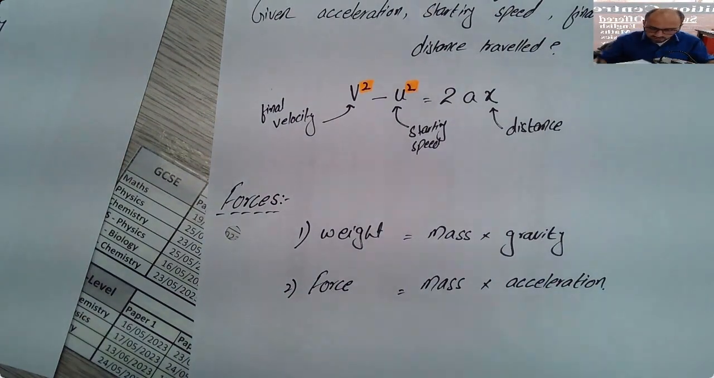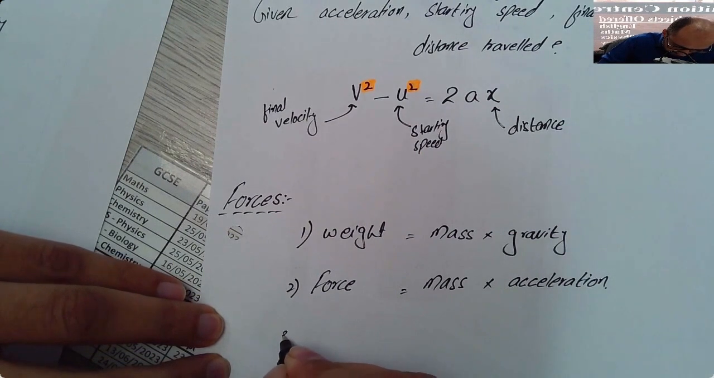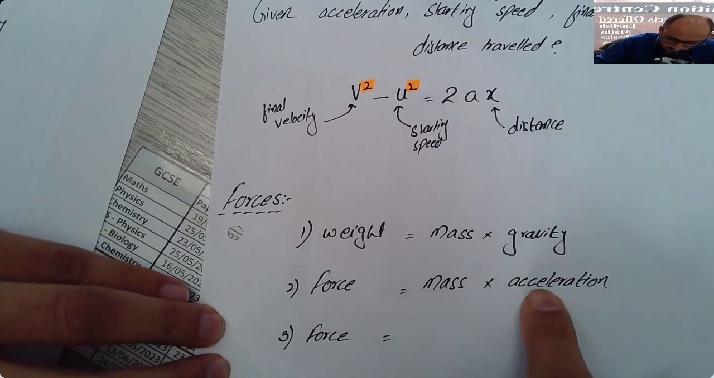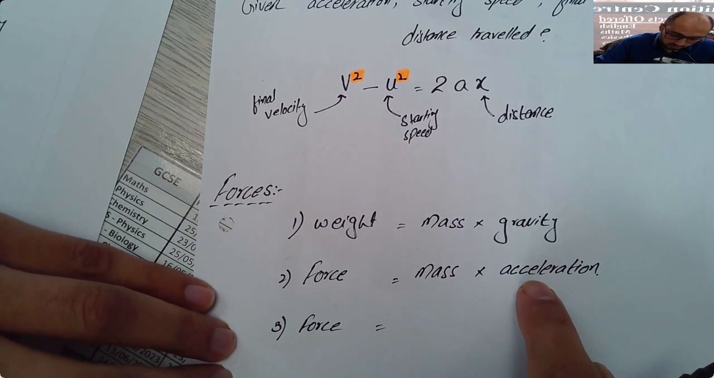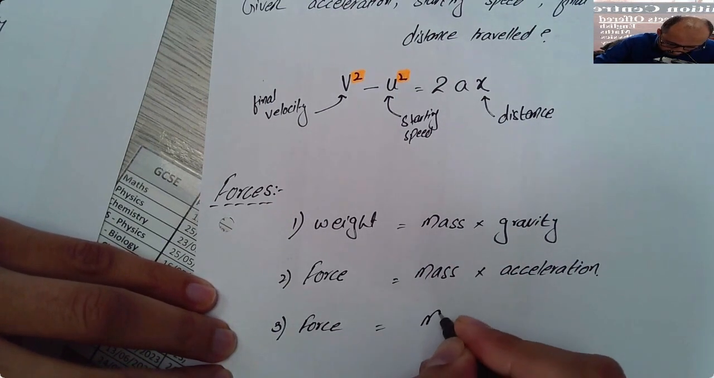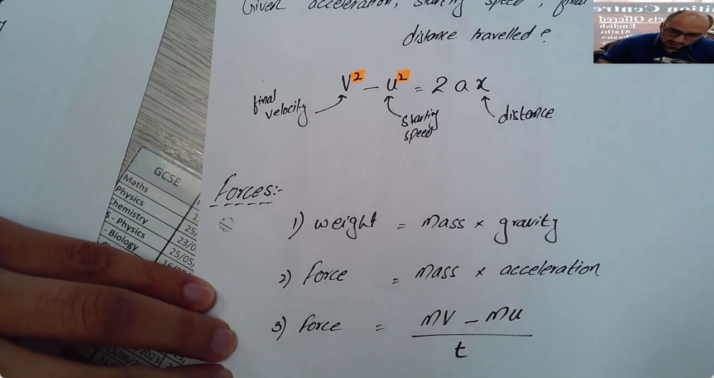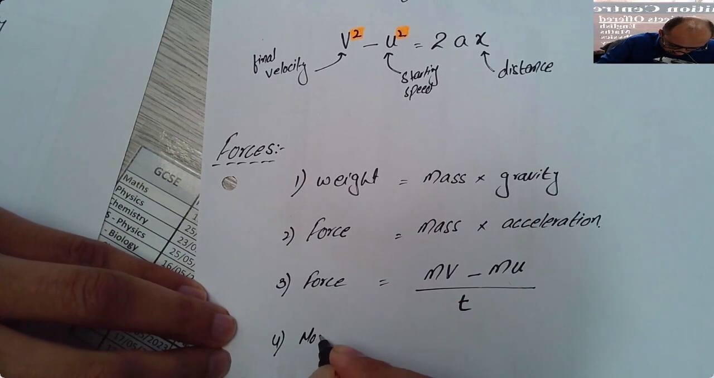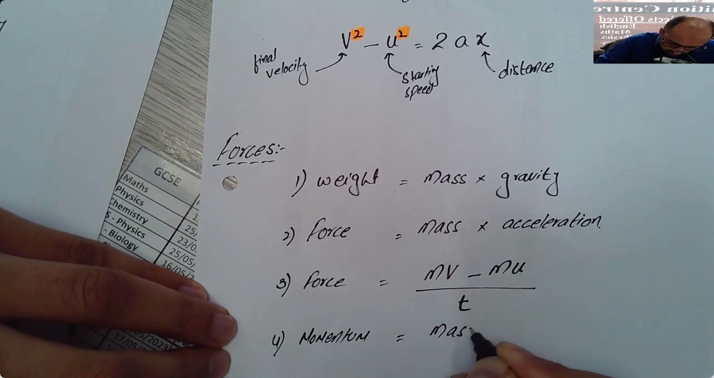Mass times acceleration. Third one we can say is force equals, because we know the equation for acceleration from the previous topic, which is motion. If I replace acceleration with that equation and start solving it, I'll end up with the equation mv minus mu divided by t. Now you might be thinking, what is mv? That's the fourth equation. I can say momentum is equal to mass times velocity.